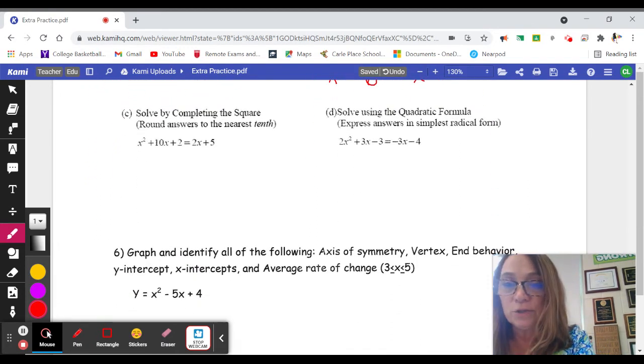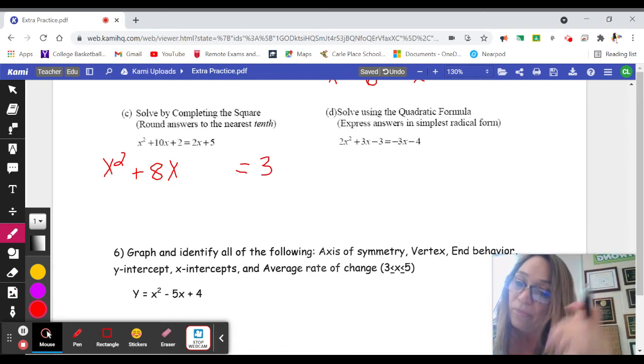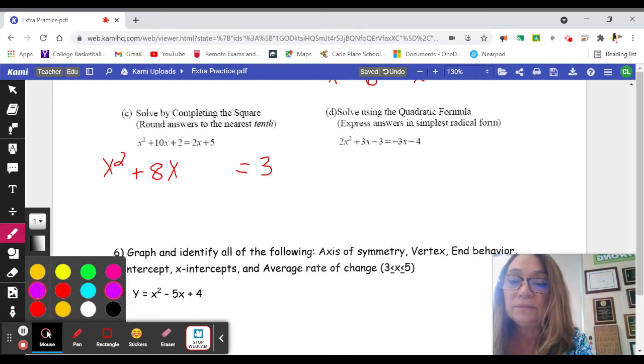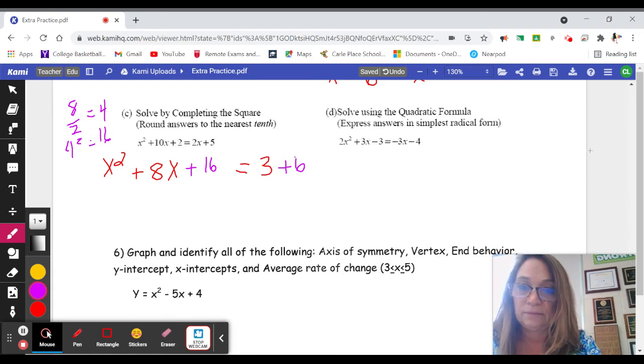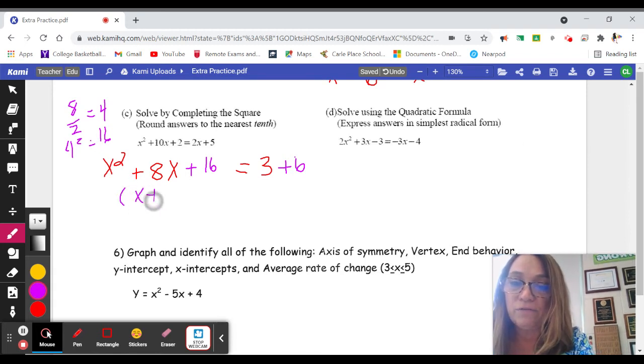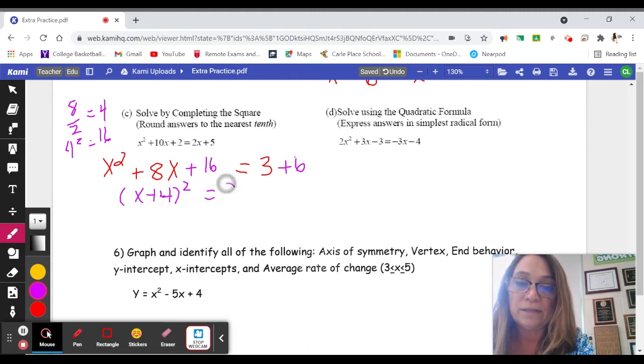Okay, solve by completing the square. So x squared plus 8x, leave a space, equals 3. So I want this to be a perfect square trinomial. So I'm going to add 16 to both sides. I got the 16 by doing half of 8 is 4, and then 4 squared is 16. Okay, so that's x plus 4 squared, that's the factored form of the perfect square trinomial, equals 19. Oh, sorry, equals 19, that's a 16.